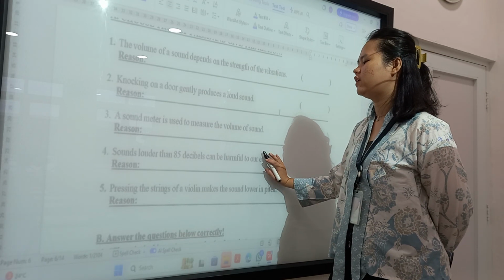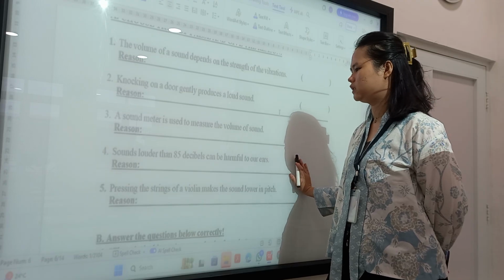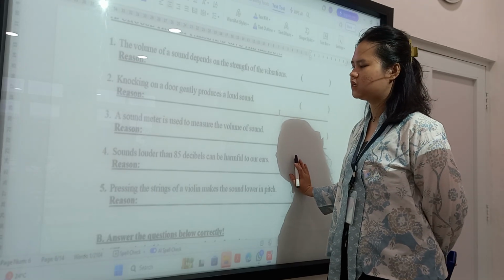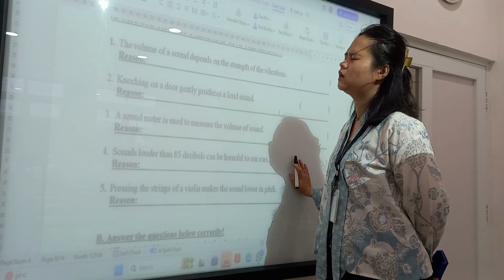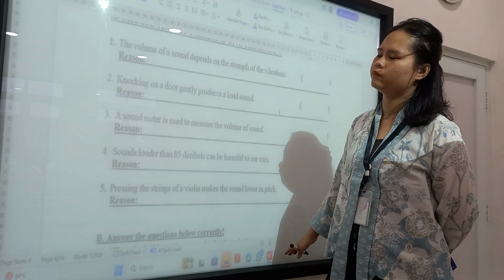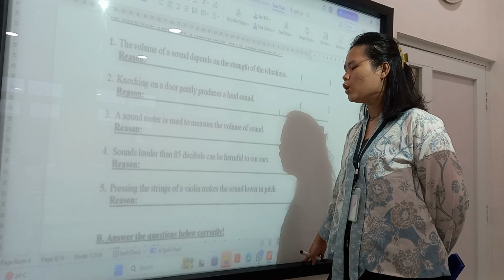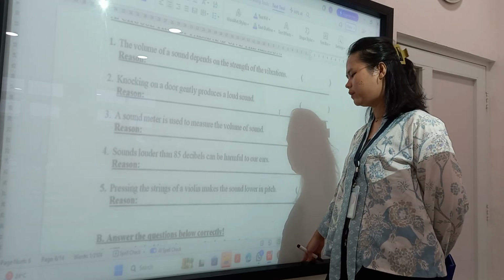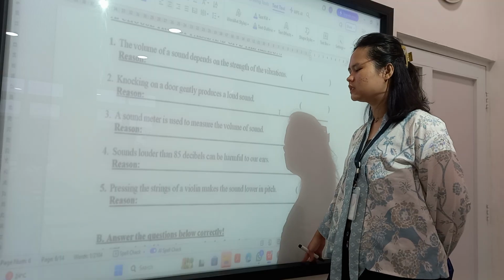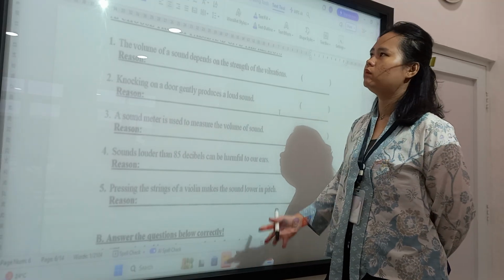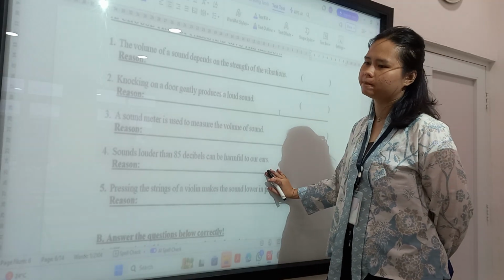Sound louder than 85 decibels can be harmful to our ears. Is it true? Because 85 decibels is a loud sound that can harm our ears. Pressing the strings of a violin makes the sound lower in pitch. Is it false? Because pressing the strings makes the sound higher, because the vibration is quicker.